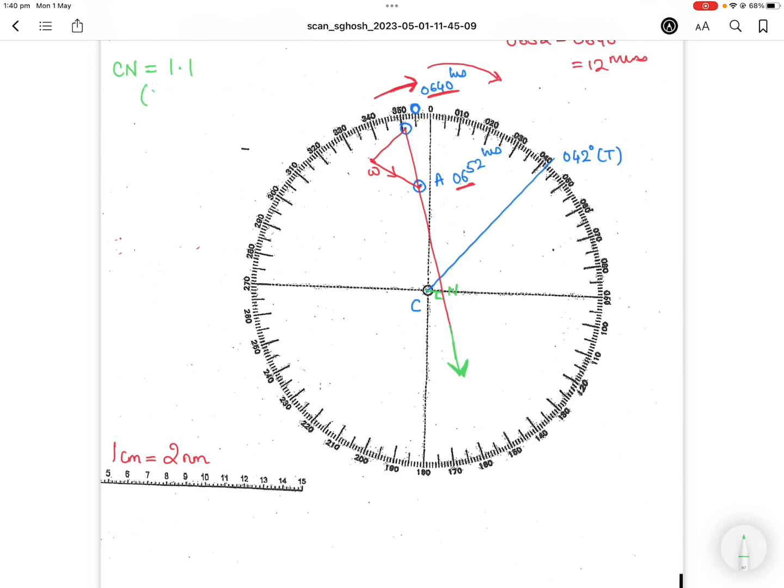The reason I was getting 1.1 is because I measured out 0.55 centimeters and my scale is 1 centimeter equals 2 nautical miles. I keep repeating that so that you don't get confused. So I'm getting about 1.1. Let me just measure it out properly. Maybe I've got something wrong.